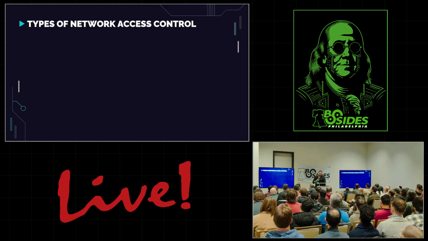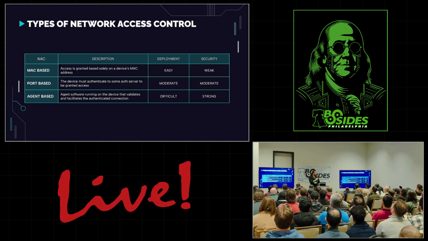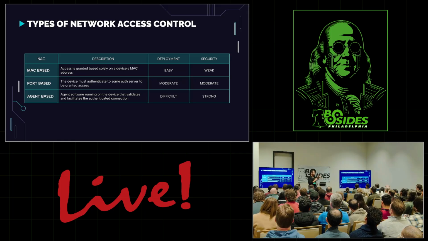Okay, so we'll briefly talk about the types of network access control, and then I will go into them in more detail. So I'm just speaking very generally here. The types go in order of complexity for deployment and also their security posture. The first we have is MAC-based. Access is granted based solely on your MAC address. I'll show what that looks like.